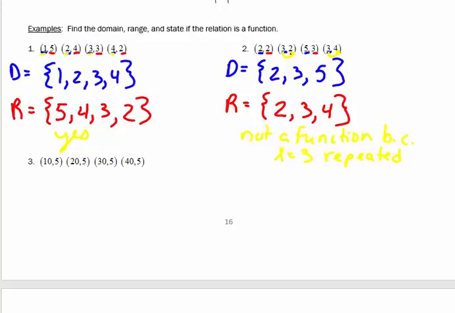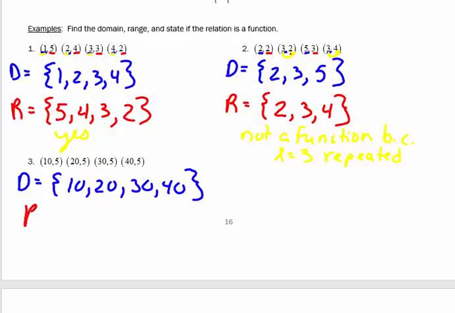So number 3, the ordered pairs are (10, 5), (20, 5), (30, 5), and (40, 5). So what's the domain? The domain are just the x values, 10, 20, 30, and 40. The range values come from the y values, and there's only one range value. It's a 5.